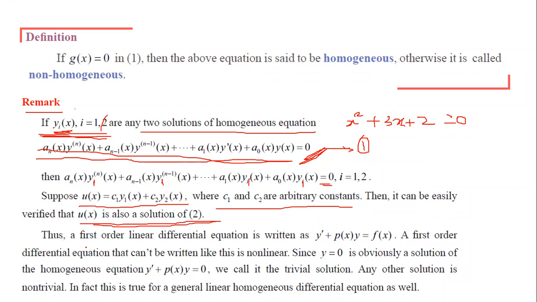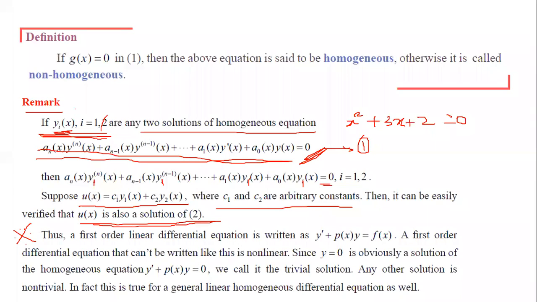So here, the first order linear differential equation is written as y dash plus p of x y equal to f of x. A first order differential equation that cannot be written like this is non-linear. Since y equal to 0 is an obvious solution of the homogeneous equation y dash plus p of x into y equal to 0, we call it a trivial solution. This one only.